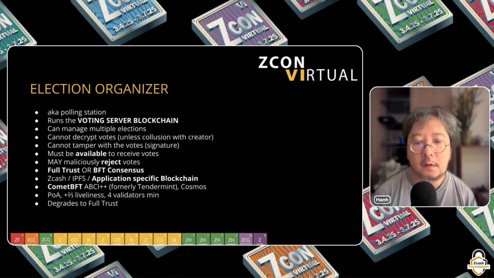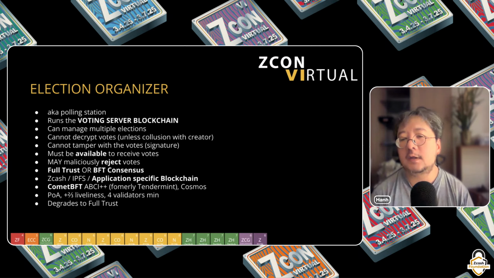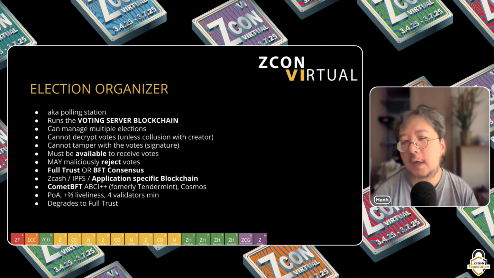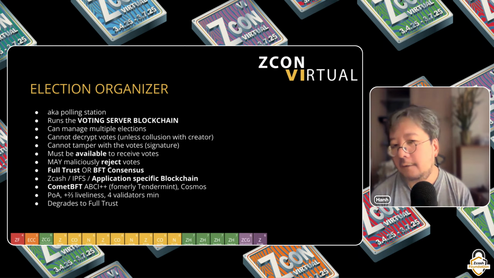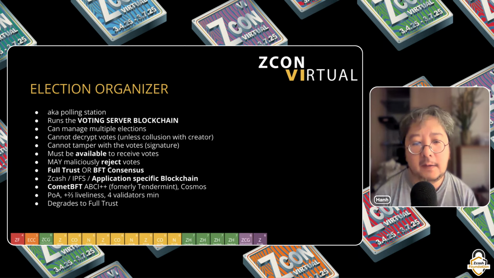In the solution we use, the application blockchain essentially lives as long as the election is running. At the end of the election, we close the blockchain. We can archive the data and use that for audit. But once a new election begins, we can have another blockchain. There's essentially zero cost to creating a blockchain with this mechanism. All right, so that's the reason why we have that.